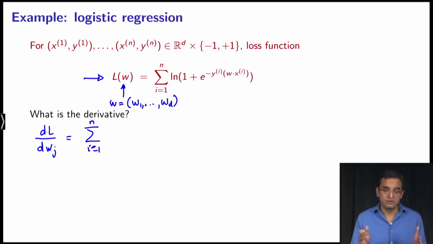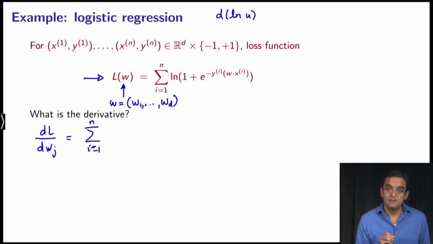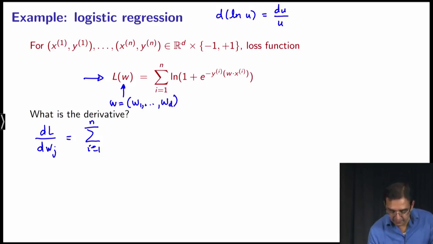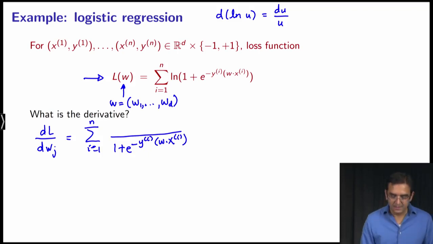And then we have a logarithm. Well, if you remember from high school, or a long time ago, the derivative of log u is du over u. Okay, so let's go ahead and write down that denominator over there: 1 plus e to the minus yi w dot xi. And then on top, we have to write down the derivative of that.